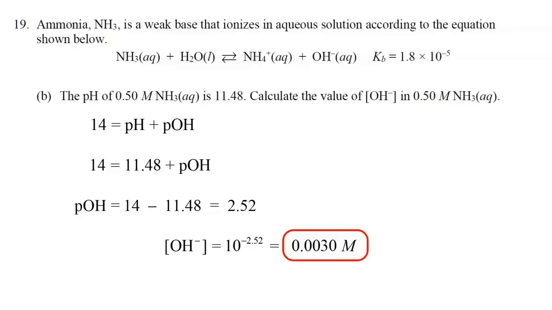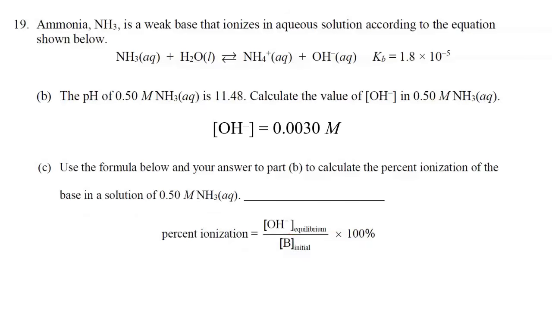Now let's move on to part C of this question. It says, use the formula below for percent ionization of a weak base, and your answer to part B, which is 0.0030 moles per liter, to calculate the percent ionization of the base in a solution of 0.50 molar ammonia, NH3. Remember that a weak base is only partially ionized in aqueous solution, so we are expecting a rather small number for the percent ionization. Let's take a look. We have a ratio for percent ionization of a weak base, and that is the concentration of hydroxide at equilibrium divided by the initial concentration of the weak base.